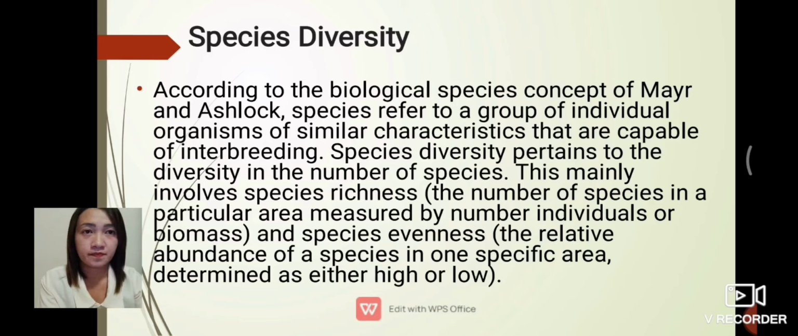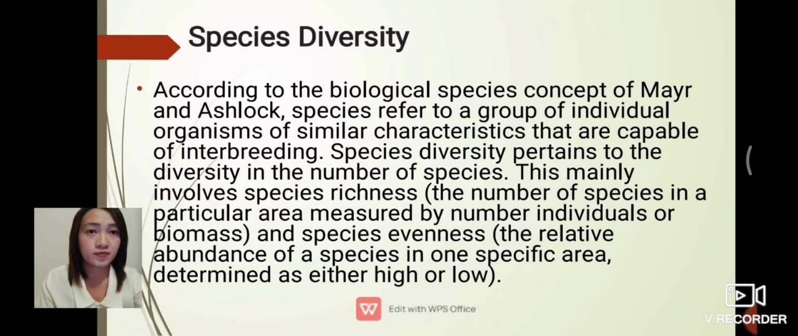Species diversity. According to the biological species concept of Mayr and Ashlock, species refers to a group of individual organisms of similar characteristics that are capable of interbreeding.